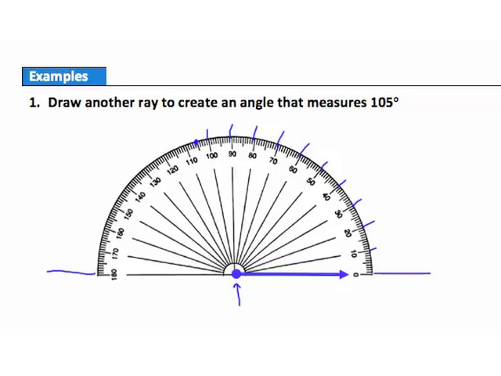Now I need to draw another ray going from that point down to the vertex of the angle. So I draw that down. And since we're supposed to draw a ray, I need to put an arrow on the end of that ray. This angle that I've created measures 105 degrees.